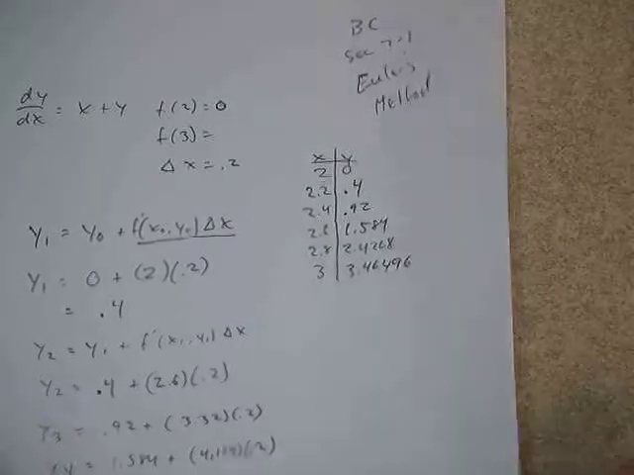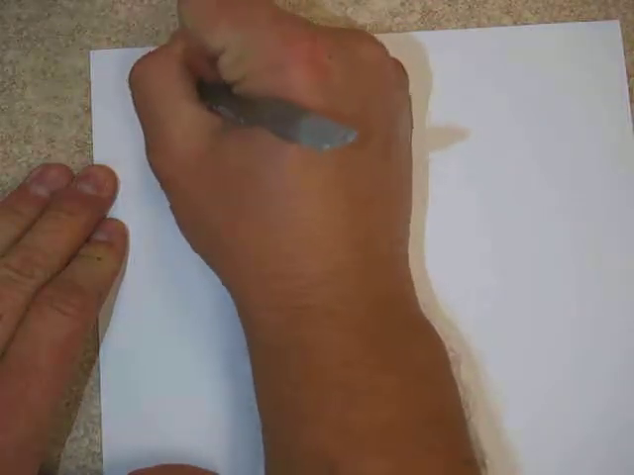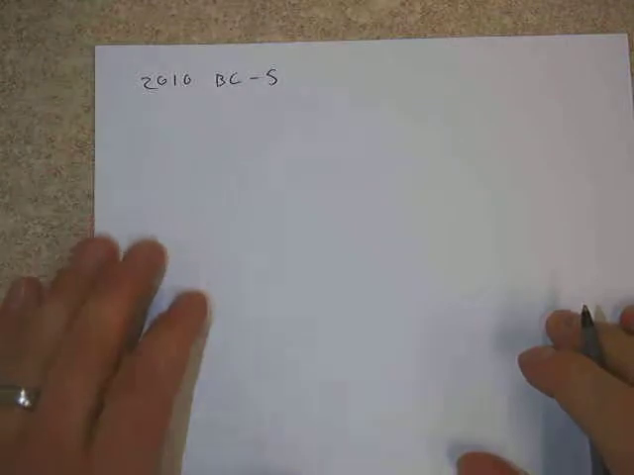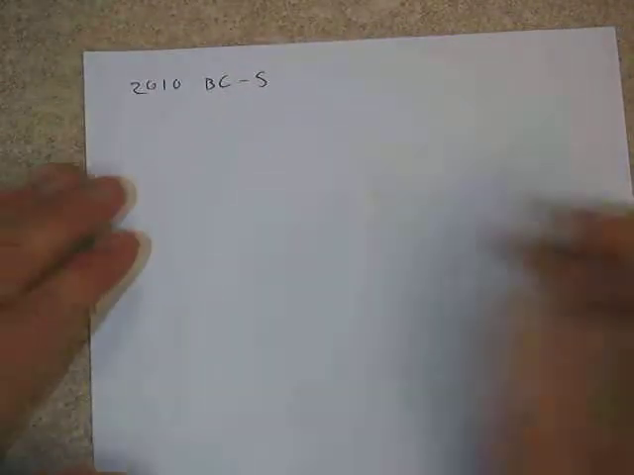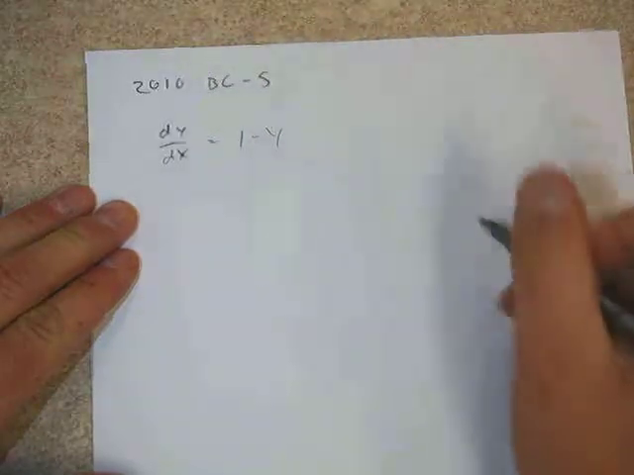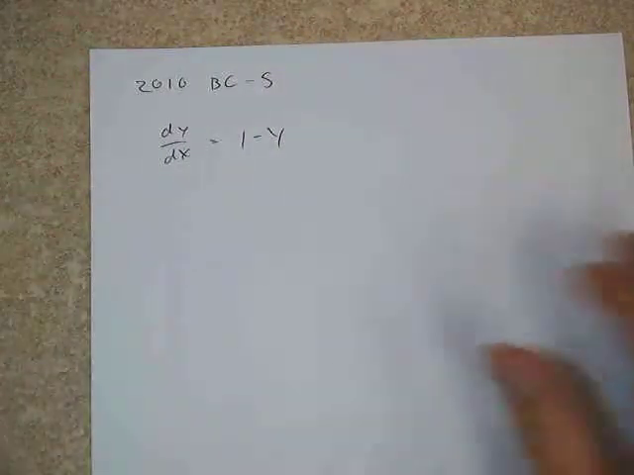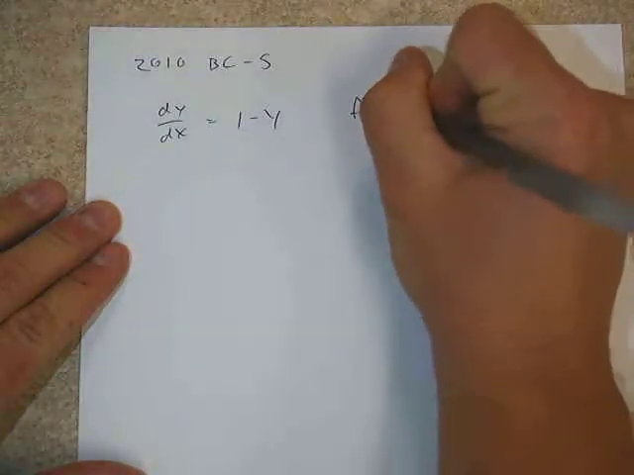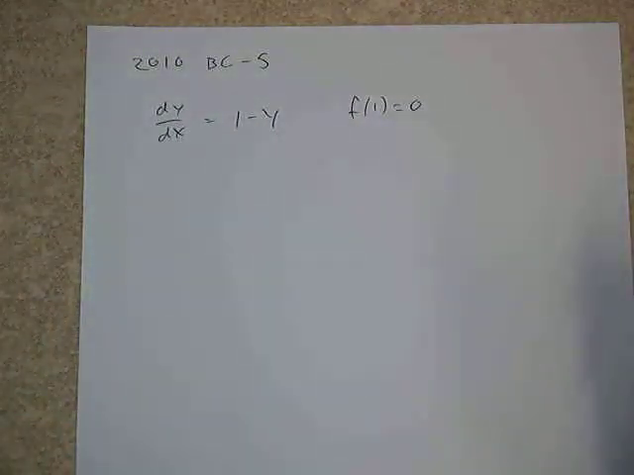I want to show you a problem from the AP test from 2010. This is BC5. It's a BC problem because there are no Euler's method problems on the AB test. We were given dy/dx for this problem is 1 minus y. The directions say use Euler's method starting at x equals 1. By the way, the initial condition here is (1, 0).